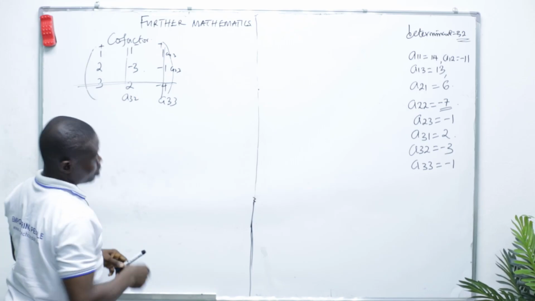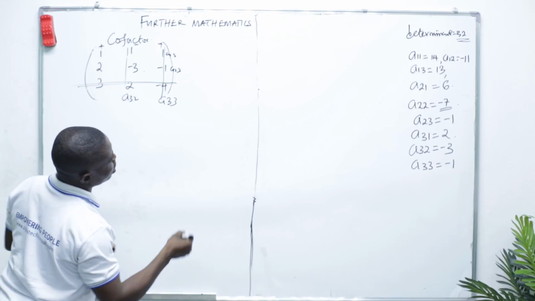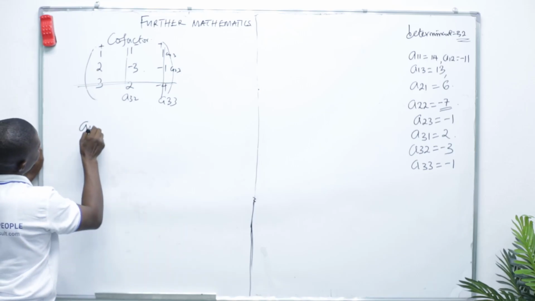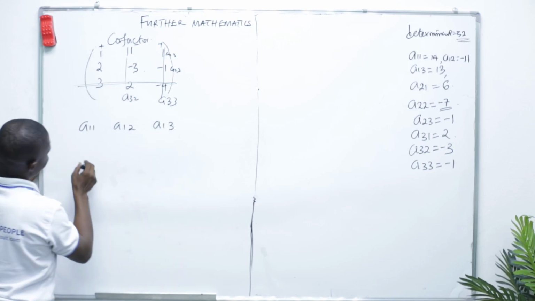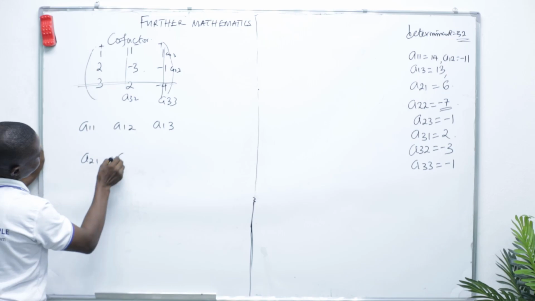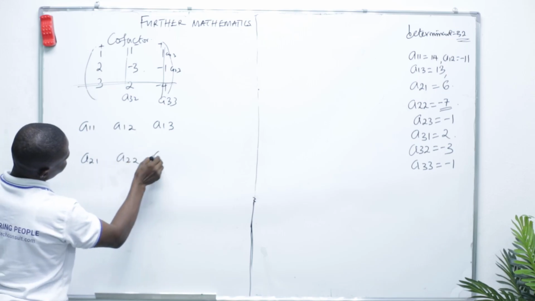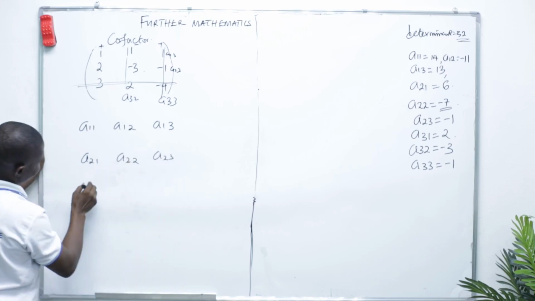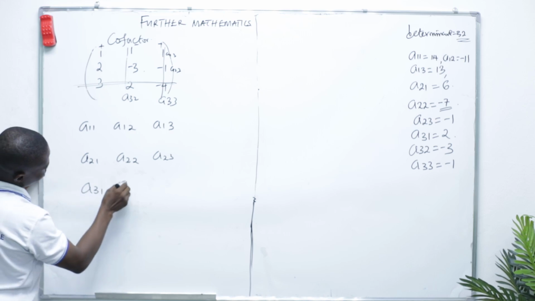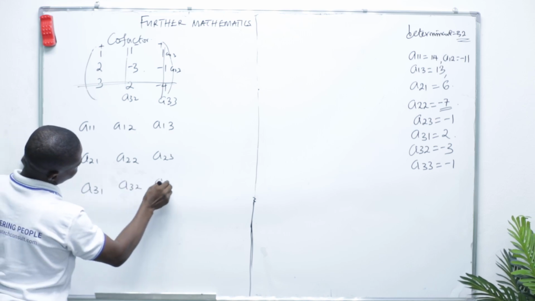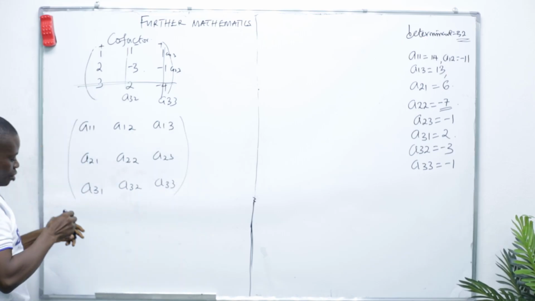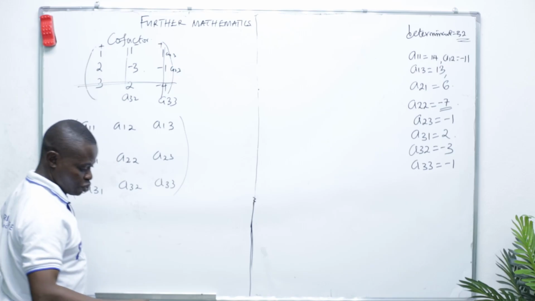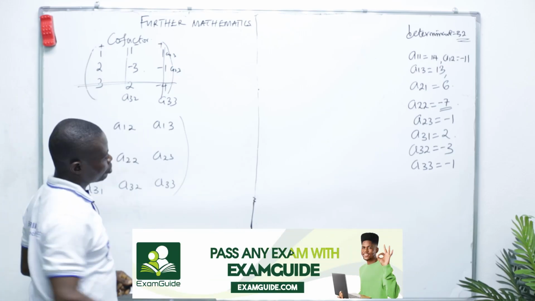So let us bring down the matrix: A11, A12, A13, A21, A22, A23, A31, A32, A33. This will give us the new matrix this way.